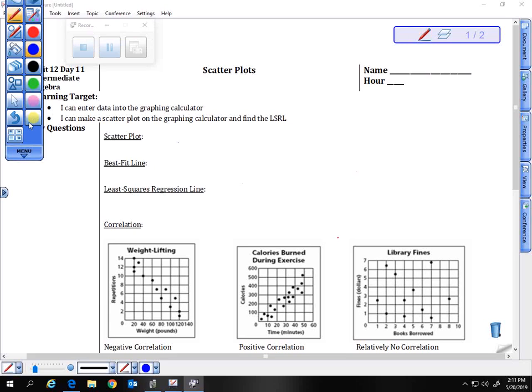Hey, we're dealing with some scatter plots. Your learning target is: I can enter data into the graphing calculators, I can make a scatter plot on the graphing calculator, and find the LSR. So let's look at a few definitions first.